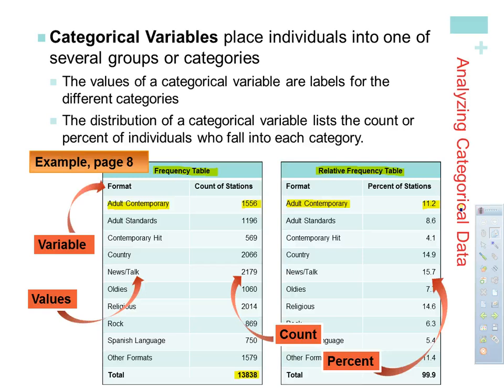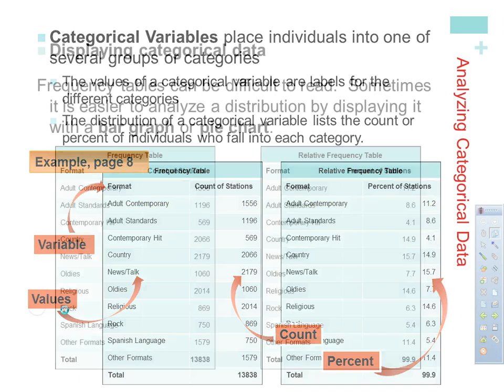Which, looking at 1,556 out of 13,838, maybe we could get to 11.2% or somewhere right around 10%. But if we just go ahead and do that conversion for people, then it becomes easier to read too. So the difference between a frequency table and a relative frequency table: a frequency table always does counts. A relative frequency table always shows percentages. And I think it's just a little bit easier to compare to the rest of the group. So anyway, those are a couple of tables that we'll use for categorical variables.